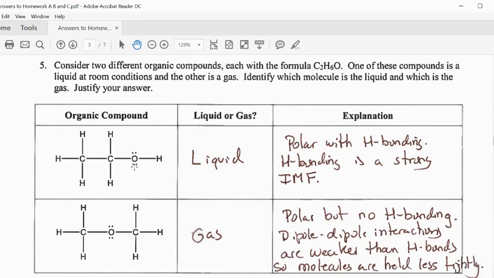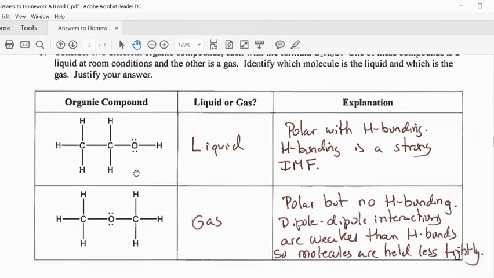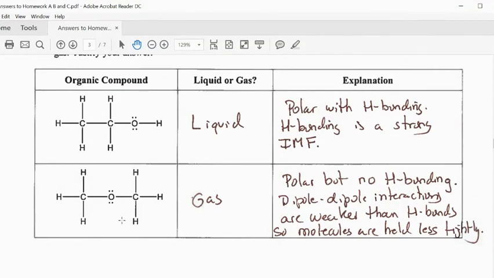If the hydrogen is connected to oxygen, nitrogen, or fluorine, then there can be hydrogen bonding between this molecule and its brother and sister twins that look like it. So it's going to have stronger bonding and more likely to be a solid or liquid. This one's going to be bent and polar because of the oxygen, but it doesn't have hydrogen bonding because there's no hydrogen attached to the oxygen.